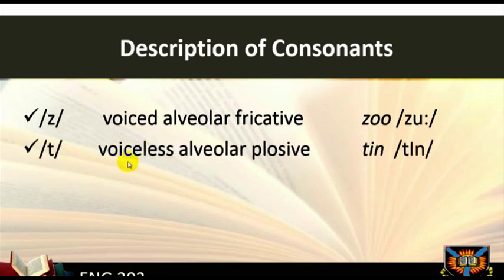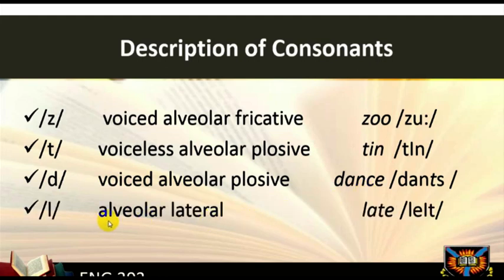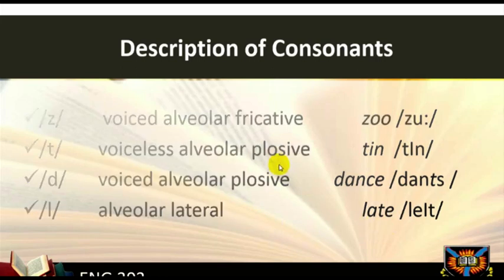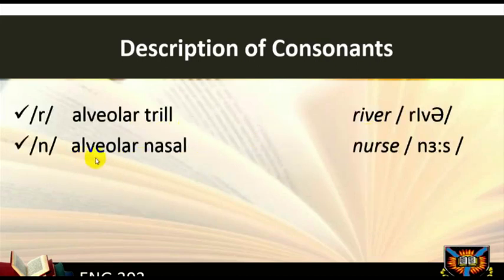T: voiceless alveolar plosive, tin. D: voiced alveolar plosive, dense. L: alveolar lateral, late. R: alveolar trill, river. N: alveolar nasal, ness.